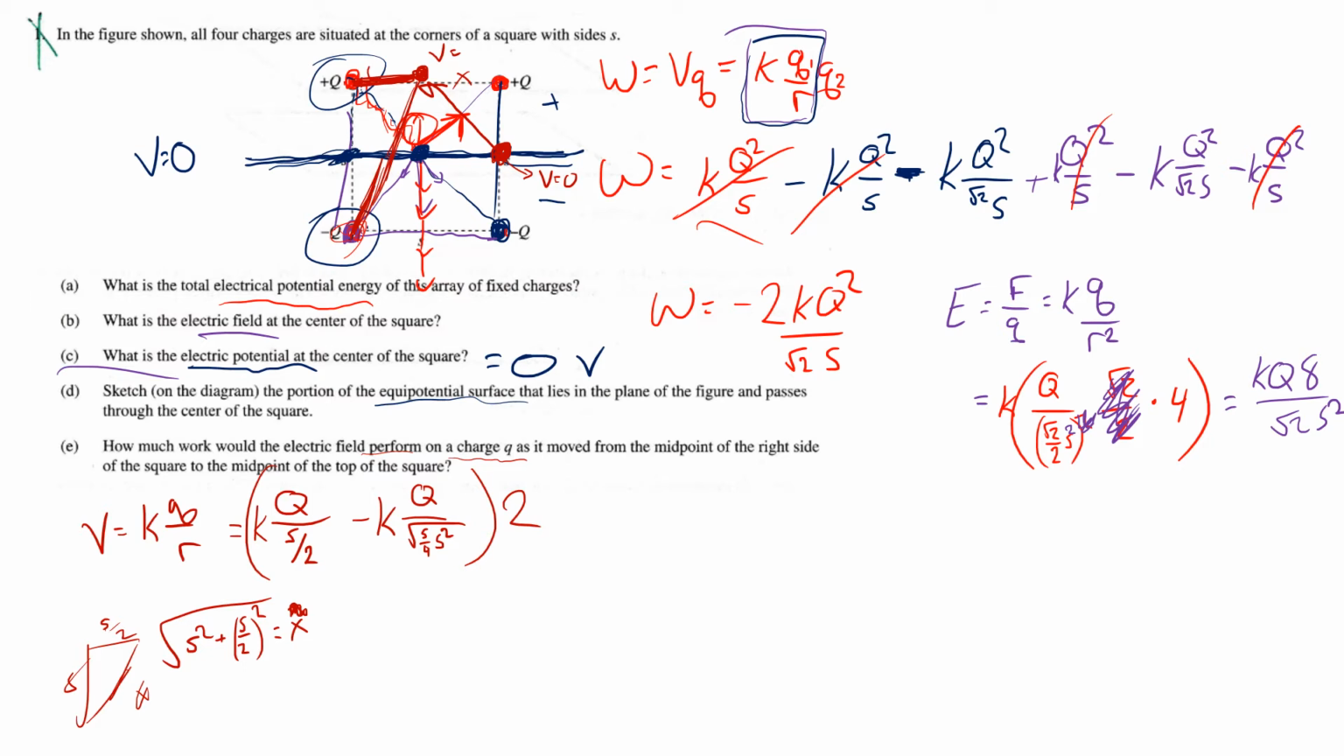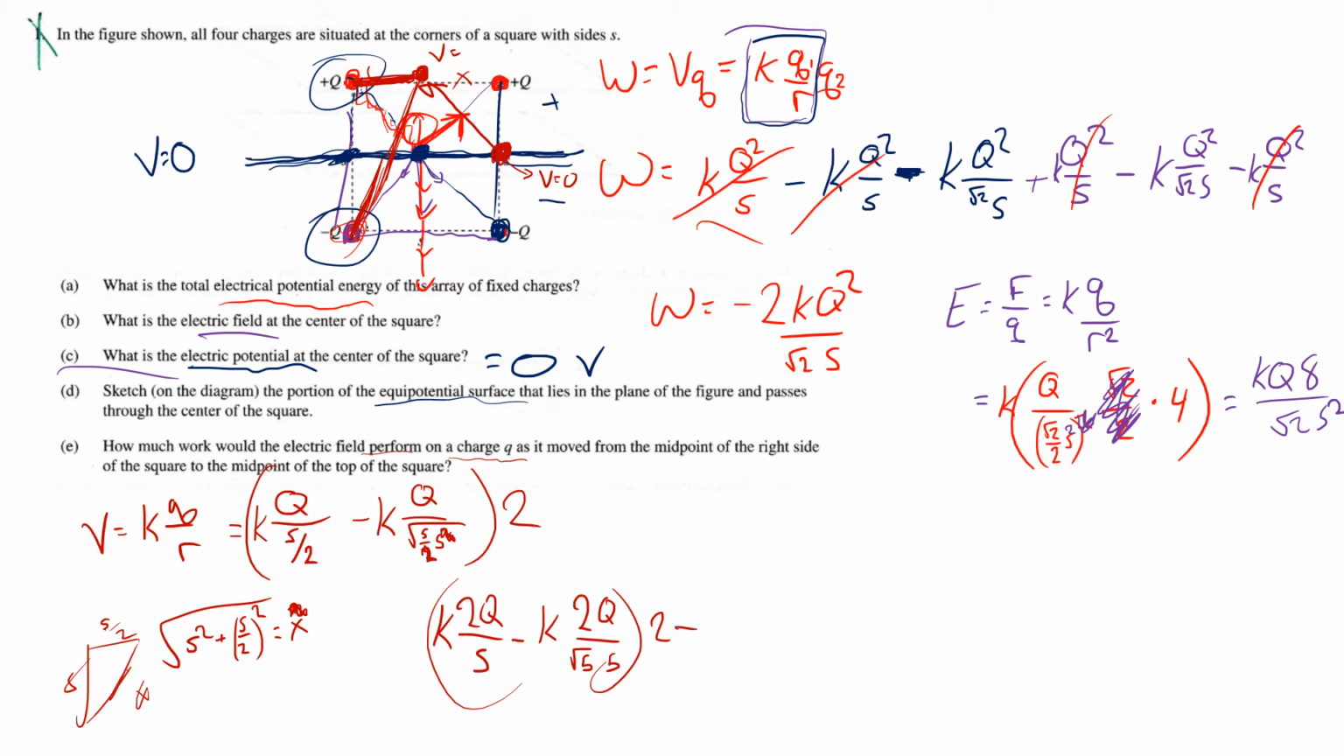Okay, so we can do a little bit of simplifying here. We've got K 2Q over S minus K. Oh, that can come out of the square root. So that's a 2. And that's an S. So 2Q over square root of 5S. And then times everything by 2, which I forgot about.